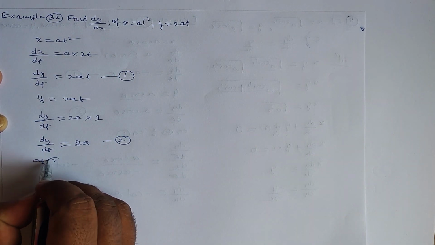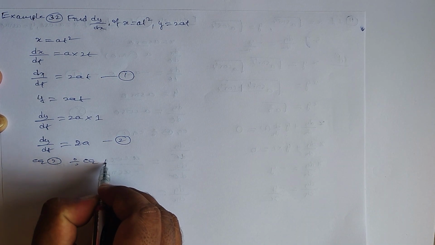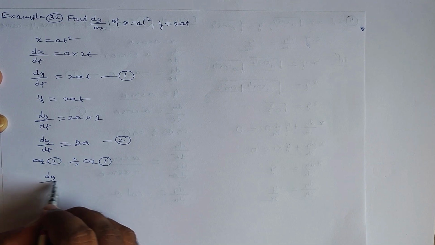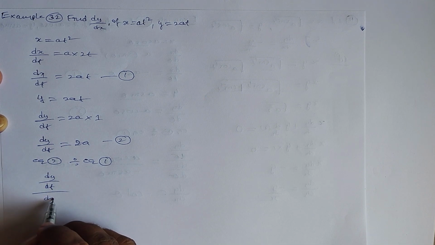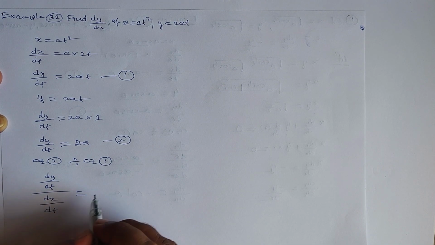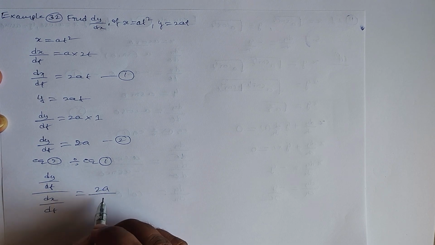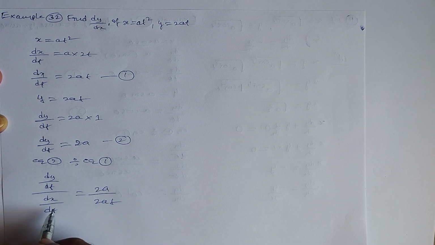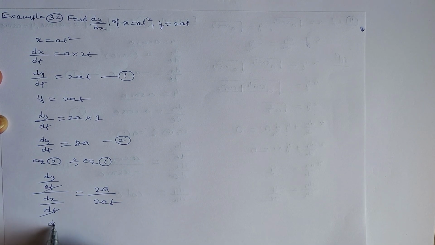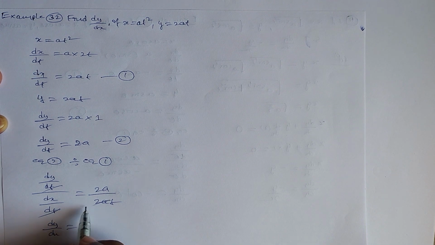Equation number 2 divided by equation number 1. That becomes dy by dt divided by dx by dt equal to 2a divided by 2at. Here dt cancels, and dy by dx is equal to, 2a cancels, that becomes 1 by t.